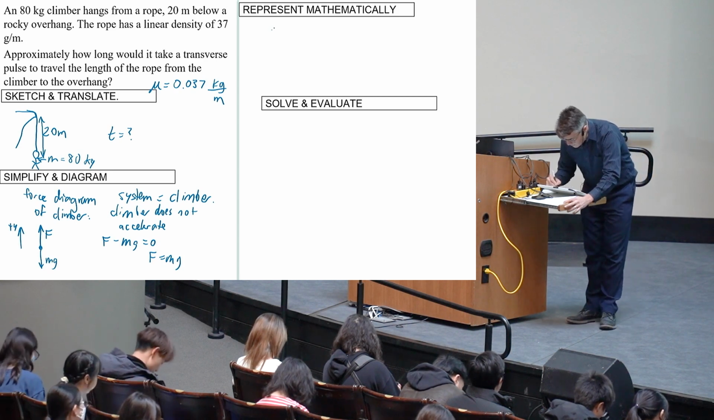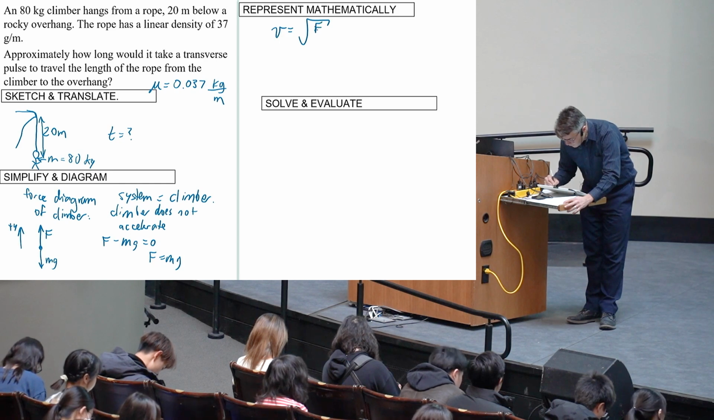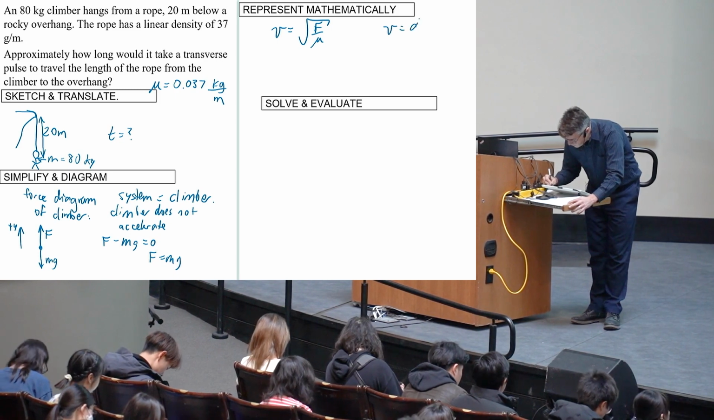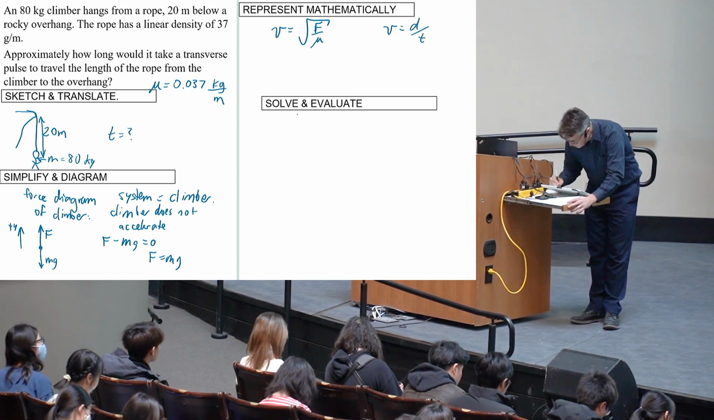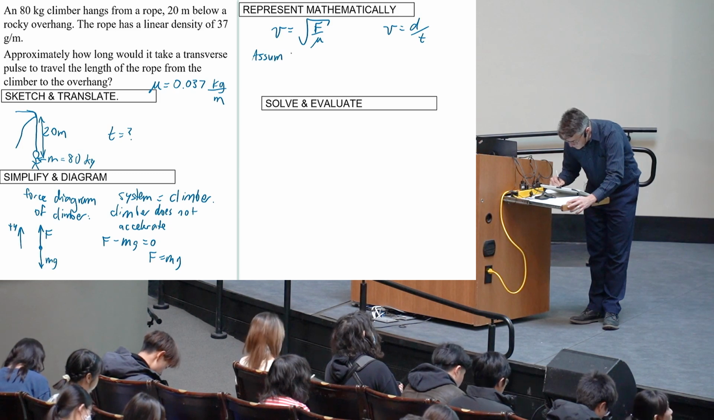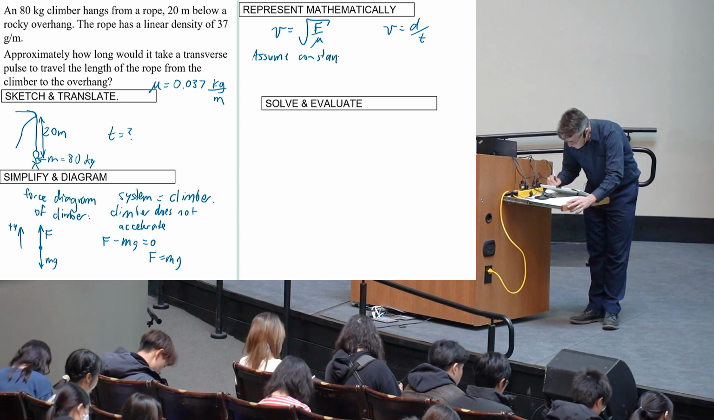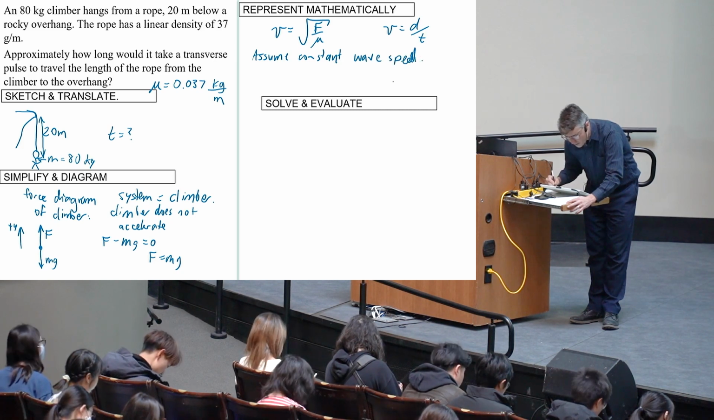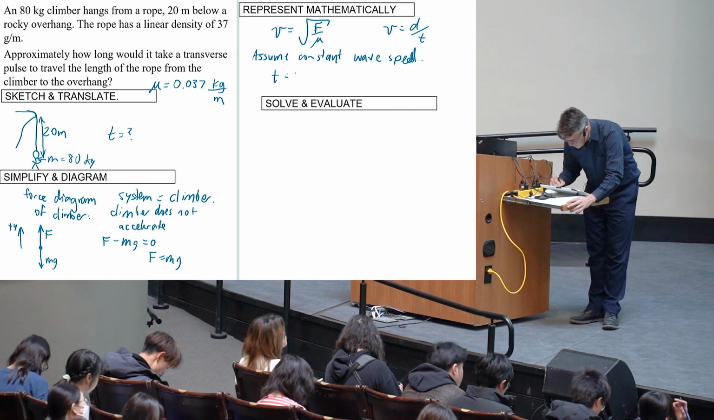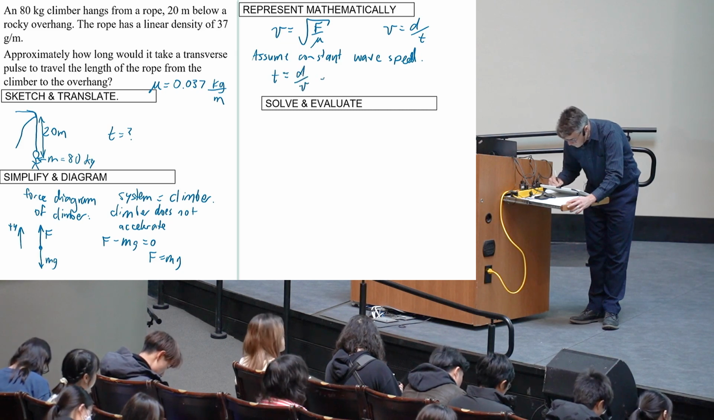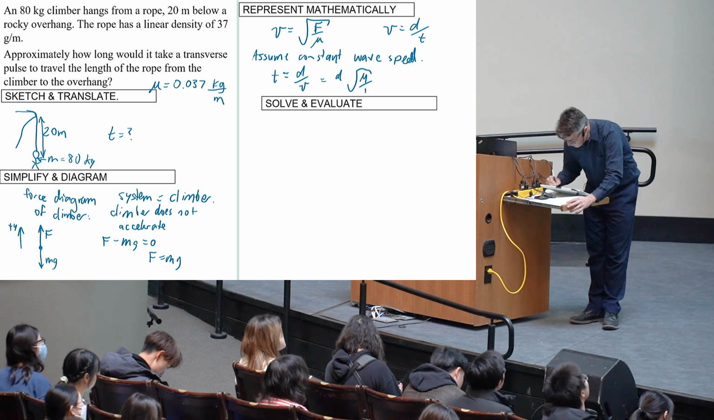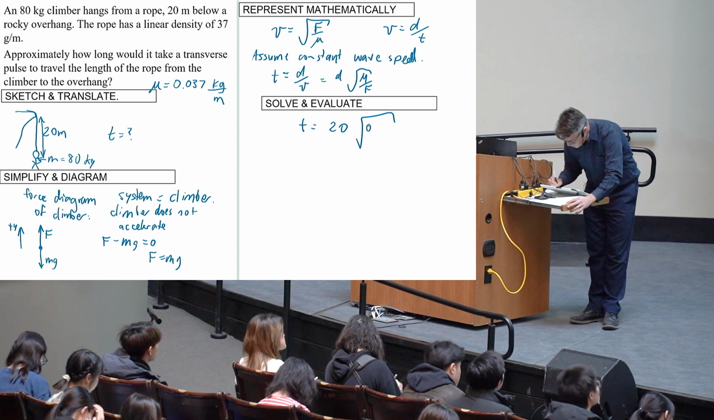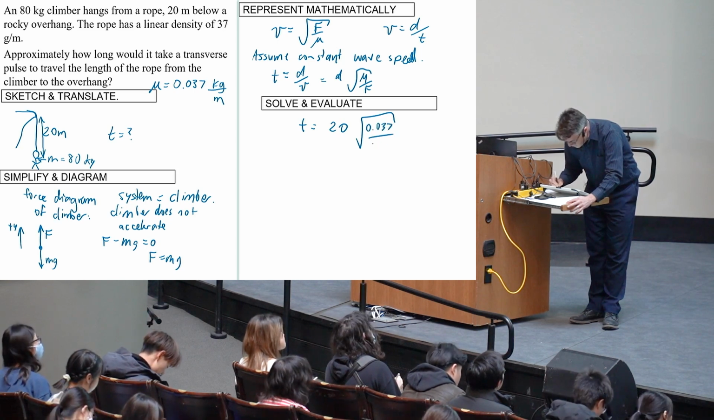And then the speed of waves is the square root of F over mu. And also, v is equal to d over t if it's a constant speed. So we're going to assume constant wave speed. And so we just plug things in here. So t is equal to d over v, or d times the square root of mu over F. So 20 meters times the square root of 0.037 divided by 80 times 9.8.